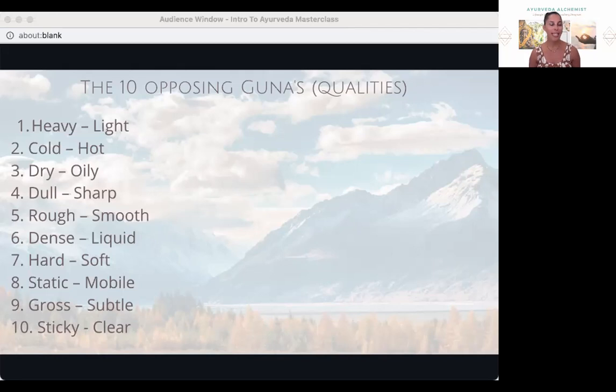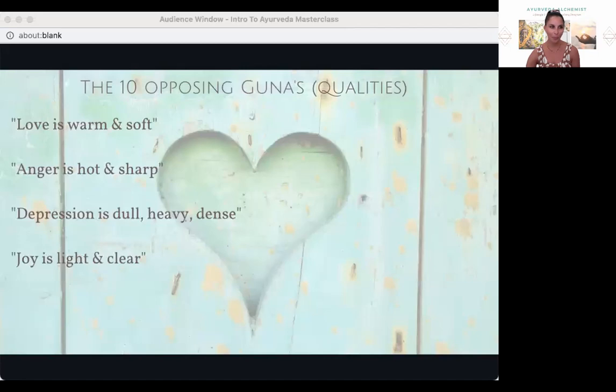So the 10 qualities are the opposing pairs: heavy and light, cold and hot, dry and oily, dull and sharp, rough and smooth, dense and liquid, hard and soft, static and mobile, gross and subtle, sticky and clear. So let's have a look at some practical examples of applying the gunas to everyday things, right? We could describe a log, as I mentioned before, as heavy, dry, dense, hard, and gross. These are the gunas of the earth element and the mode of tamas.